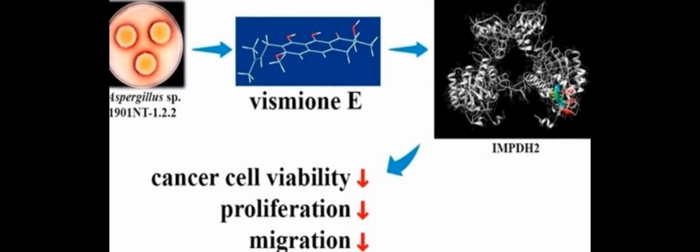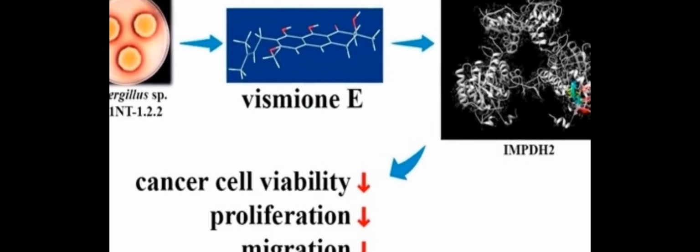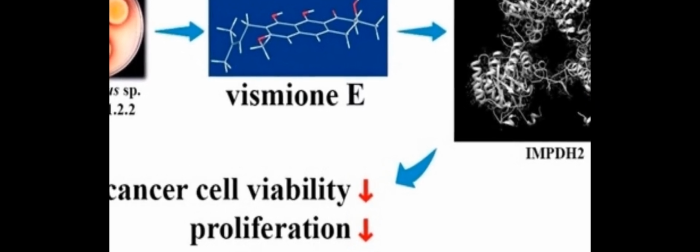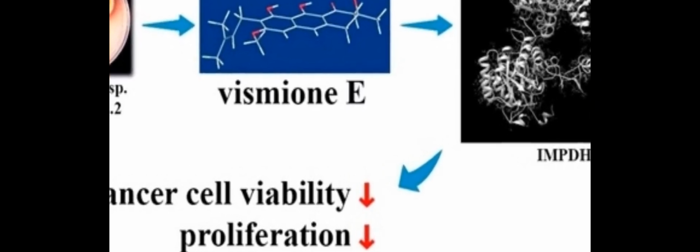The Aspergillus sp. 1901nt 1.2.2 fungal strain was studied using HPLC-MS techniques, which revealed the presence of two minor peaks in its chromatogram. These were identified as endocrocin and a terpene derivative. The main compound was then isolated and identified as Vismione E, an anthraquinone derivative.